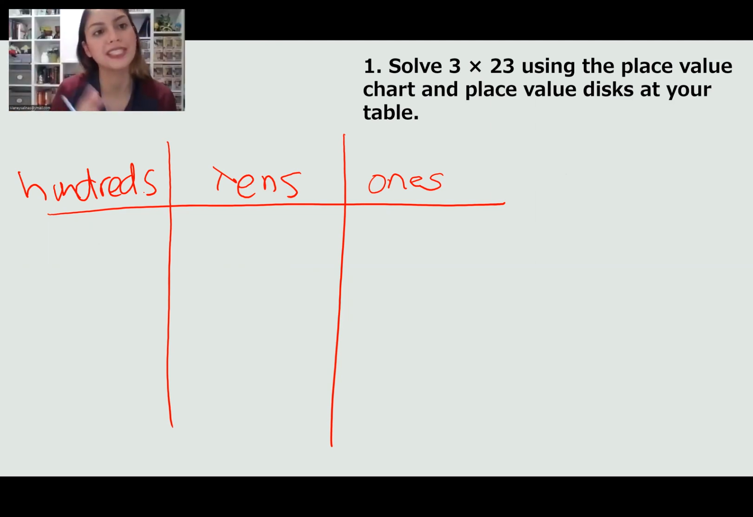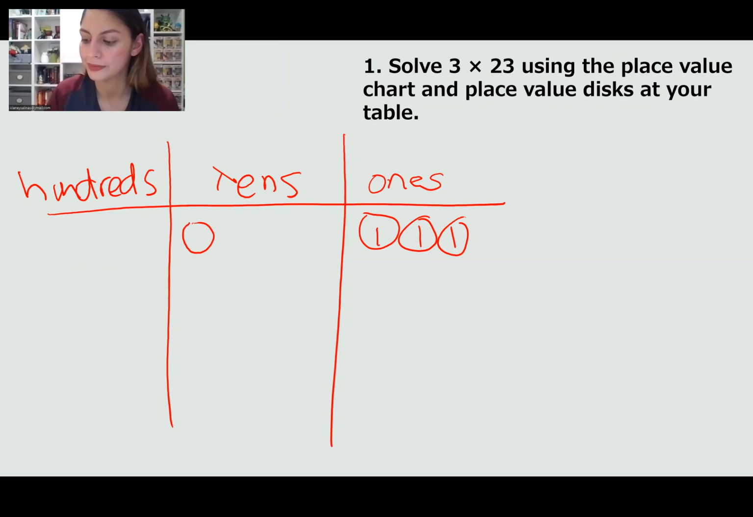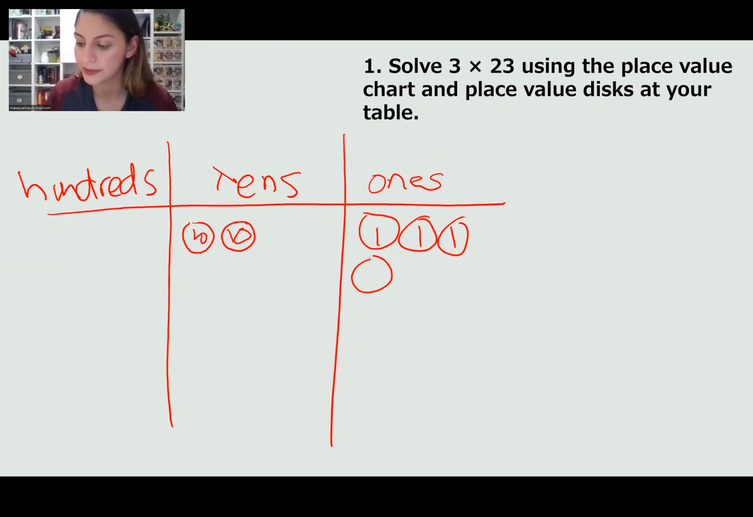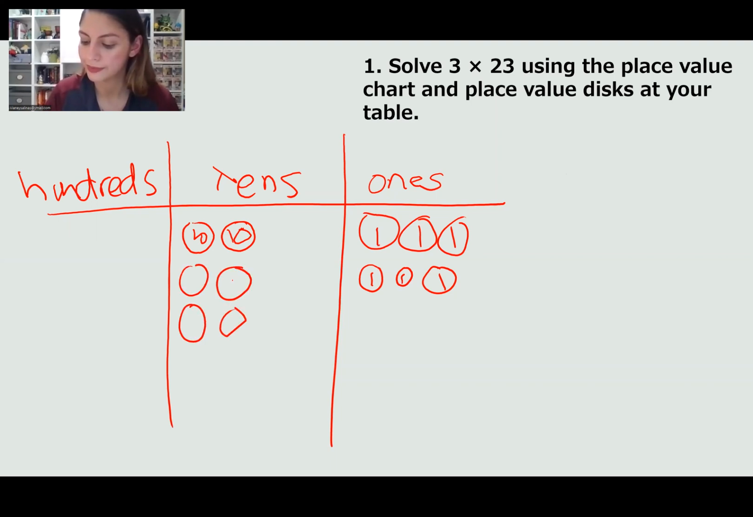Great, so let's go ahead and move those discs into our place value chart. I'm going to draw mine out. All right, so now we have 23 on our place value chart. We need 3 groups of 23. How many more groups should we draw? We would need 2 more groups. Good, so move 2 more groups of your place value discs.